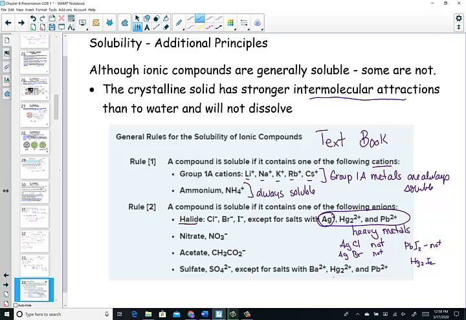Halides are generally soluble, except if the first name is silver, mercury, or lead. And if you see the last name nitrate, always soluble. You see the last name acetate, which is also written as C2H3O2 negative. It's always soluble. Sulfates are generally soluble except for barium, mercury, or lead.